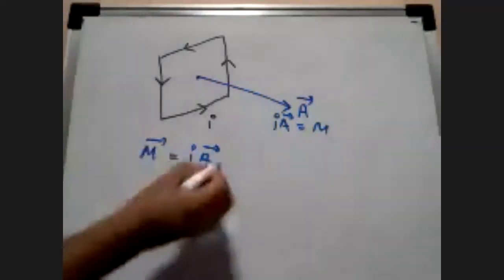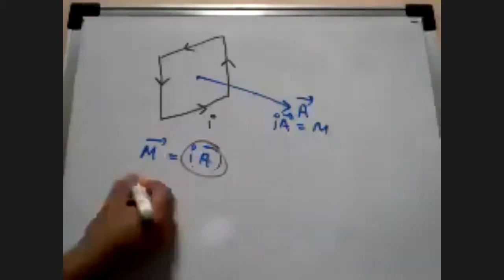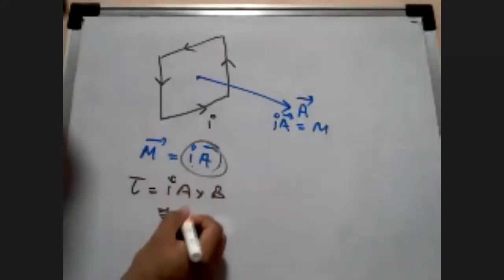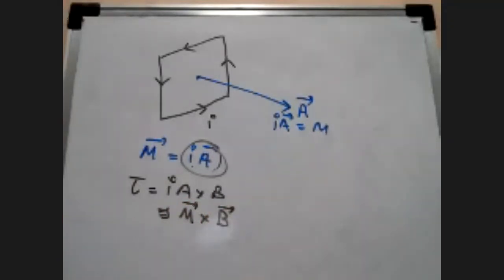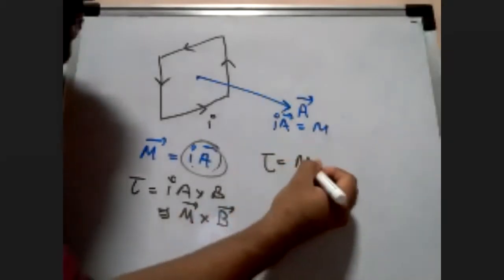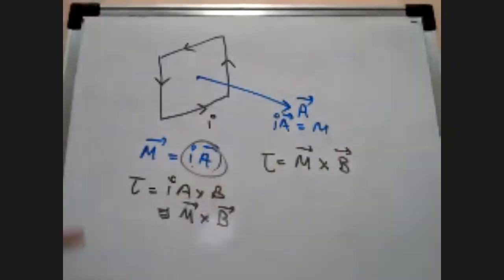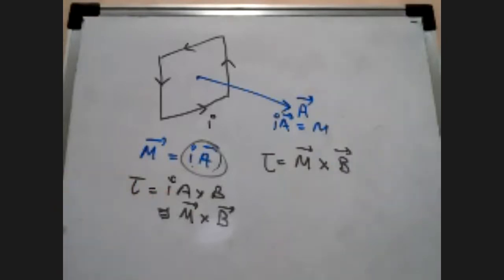Now, instead of concentrating on area and expressing the torque in terms of area vector and magnetic field, we will express it in terms of magnetic moment and magnetic field. So torque can also be defined as M vector cross B vector, where M is the product of the constant current and the area vector of the loop. Let's try to find out the directions for different types of shapes.